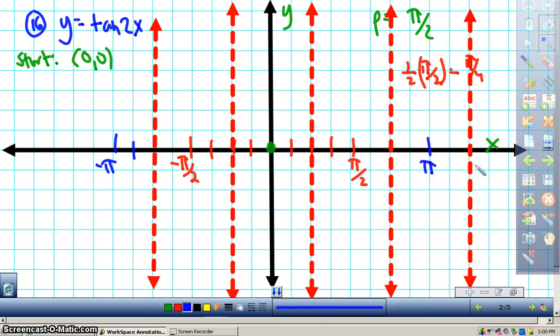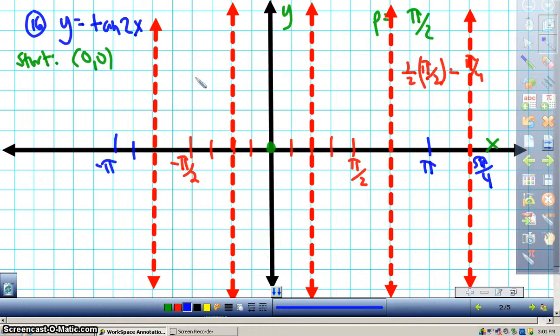So if I wanted to continue, that's 8 over 8, and this is going to be 9 over 8, so this would be 10 over 8, which reduces to 5 pi over 4. So that's just one way that you can identify each of these marks.